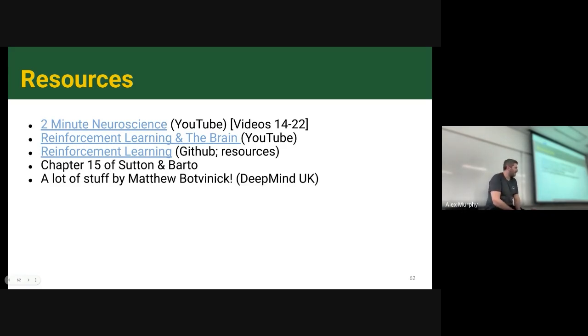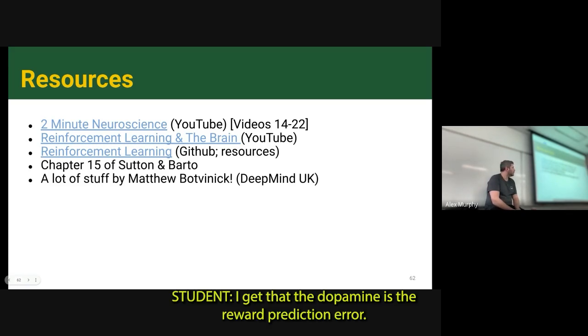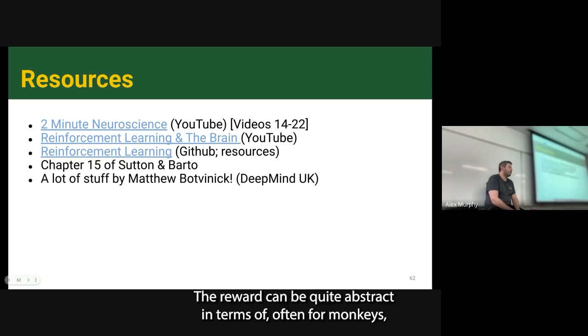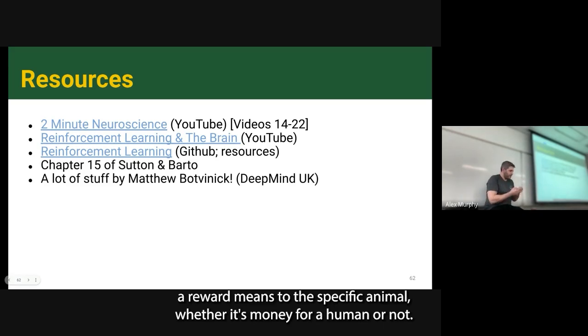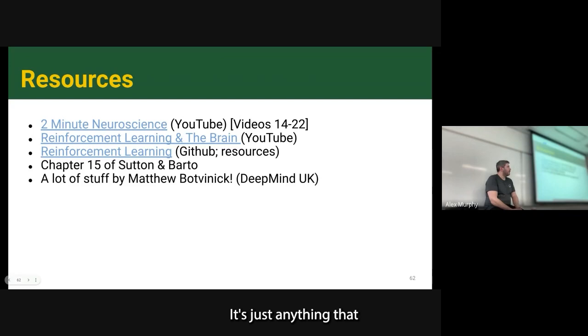I was going to say we're kind of going past this, but I get that dopamine is the reward prediction error. What is the reward? Is there a reward? The reward can be quite abstract. Often for, say, monkeys, it's a little shot of juice that would come down, or cheese for a mouse or something. It's also specific to the individual, which is what you see when you can change the value of what a reward means to the specific animal, whether it's money for a human or not. It's not just a single unique thing; it's a very generic concept of something that gives pleasure to the animal. It could be food, money.